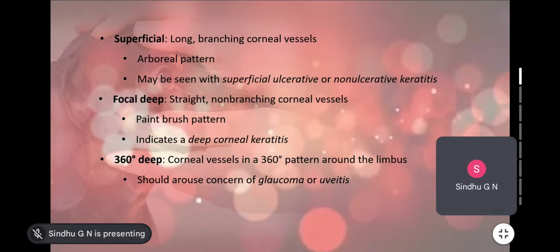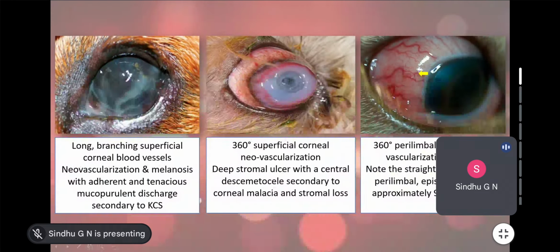So you can see all the three patterns here. In the first image, we can see branching pattern of blood vessels here. There is severe mucoid discharge and pigmentation of the cornea, everything suggestive of keratoconjunctivitis sicca, which is a superficial layer problem. Then this one, we can see 360-degree superficial vascularization in response to this corneal ulceration.